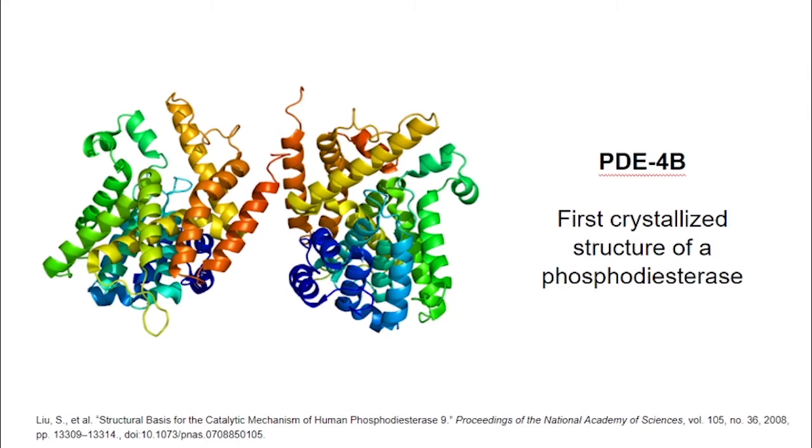But I did find a great paper by Liu et al. that discusses the mechanism of PDE-9. And this is fantastic because if you remember, in our 3 groups of phosphodiesterases, we have PDE-5, 6, and 9 are all cGMP specific.